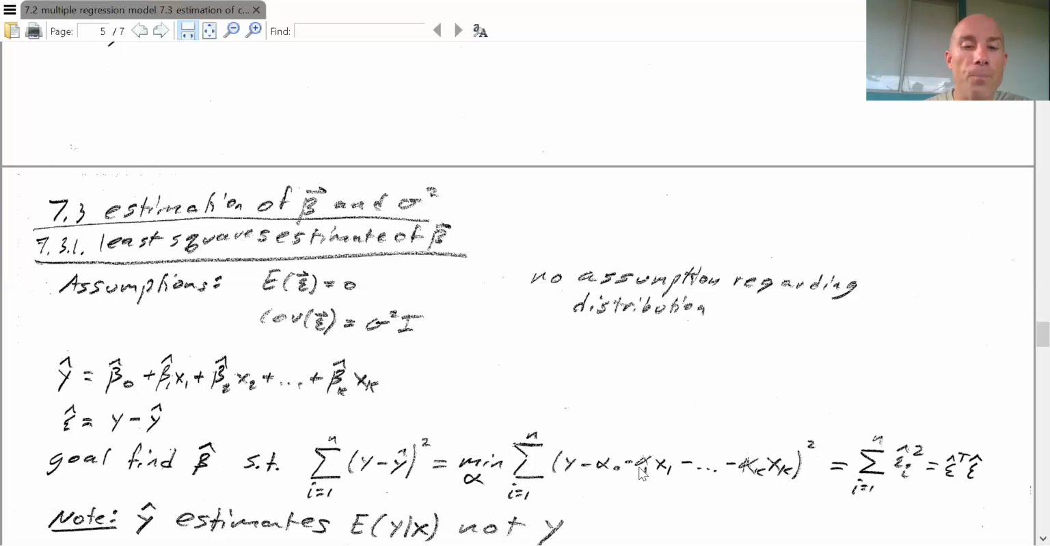All right, so we want to find the beta hats so that when I put them in for these coefficients, I get the minimum possible value. Why is that? Because if I'm minimizing the sum of squares, then as a whole, my model and my y are pretty close to each other. It's a good estimate.